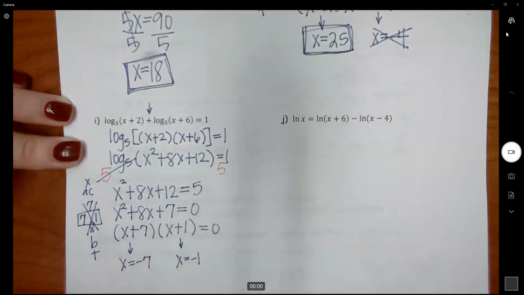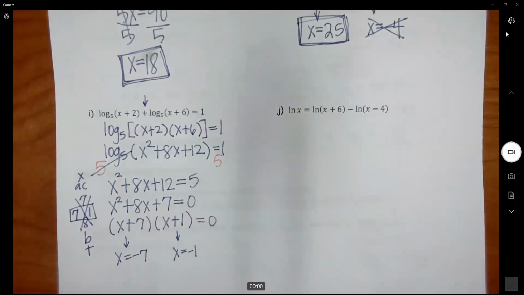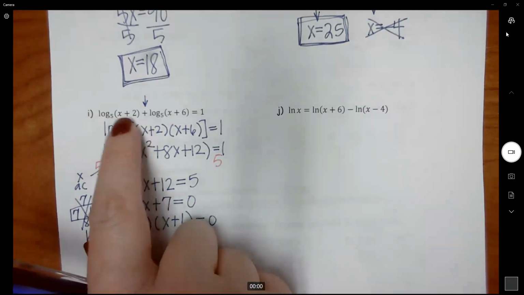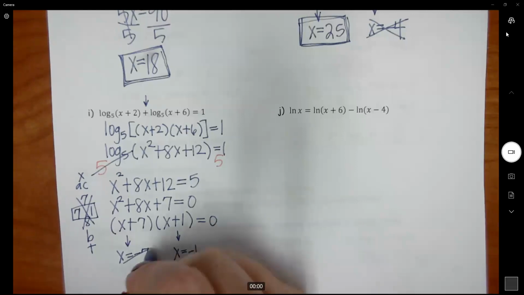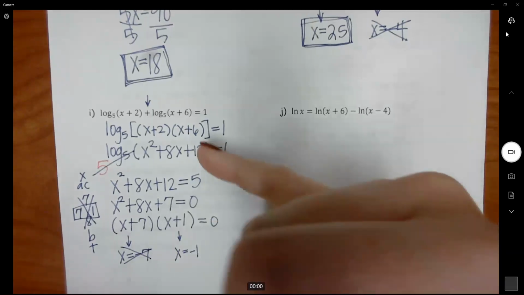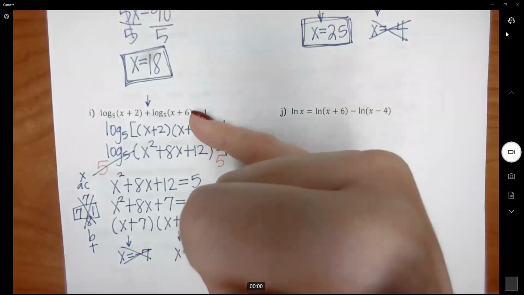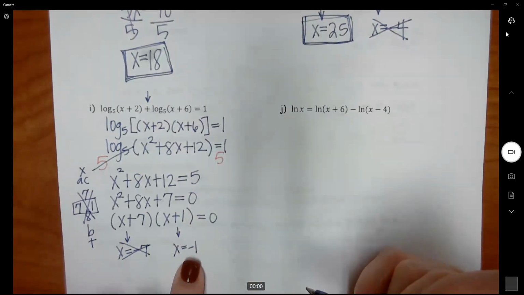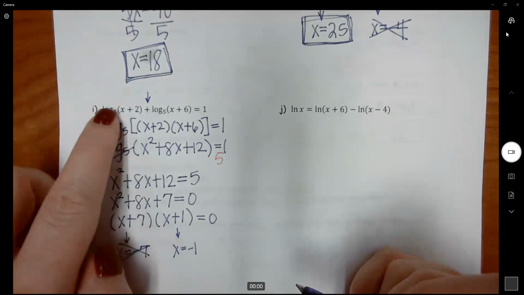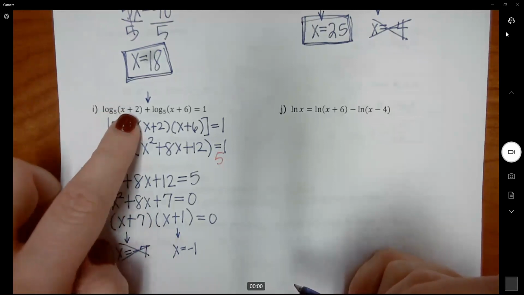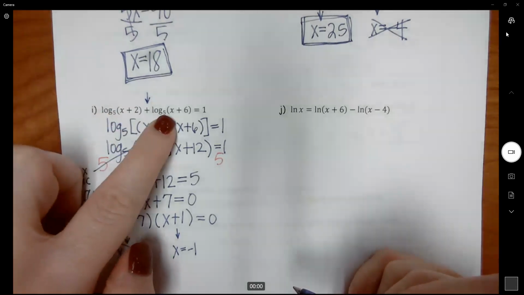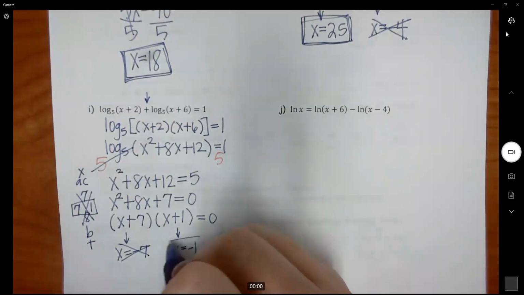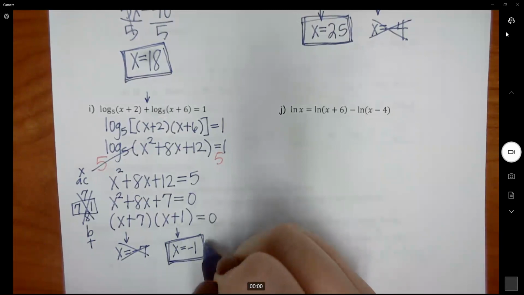Do either of these work? Well, when I plug in a negative 7, plus 2 is negative 5. That does not work. It doesn't work with this one either. -7 plus 6 is -1. When I plug in a -1, does that work? Well, -1 plus 2 is a +1, so that's okay here. What about here? -1 plus 6 is also a +5, so this is my only answer.